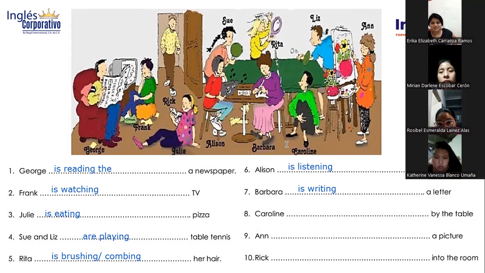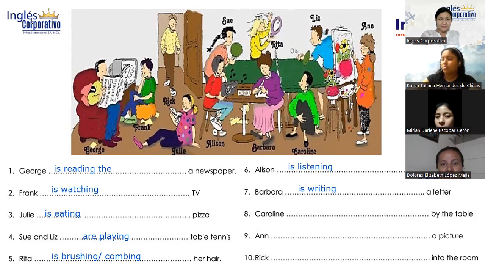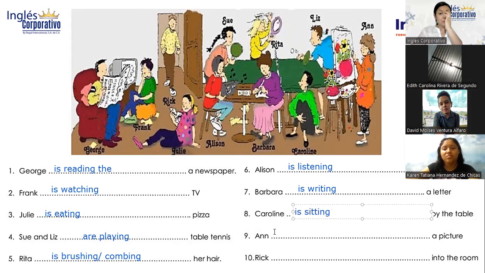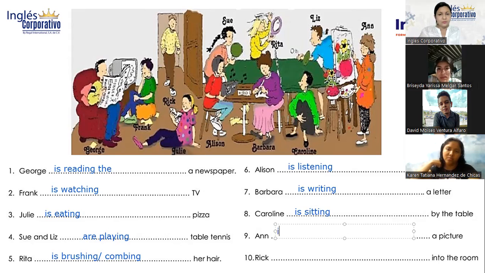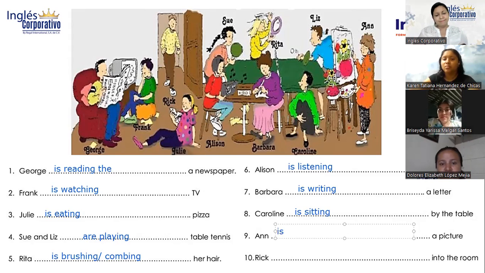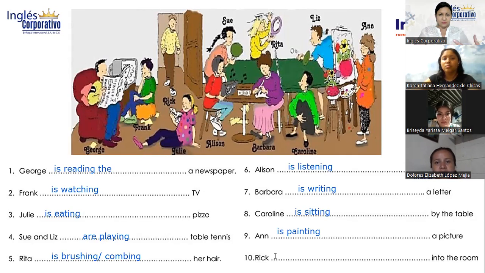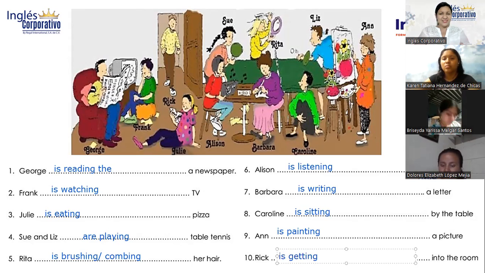Caroline. Aquí está el complemento Caroline que les puede ayudar. Caroline is watching. Is sitting. Sitting by the table. And is drawing. Or she has paint. Tiene painting. She's painting. Anna is painting a picture. And Rick is getting into the room. Está llegando al cuarto. Is getting into the room.